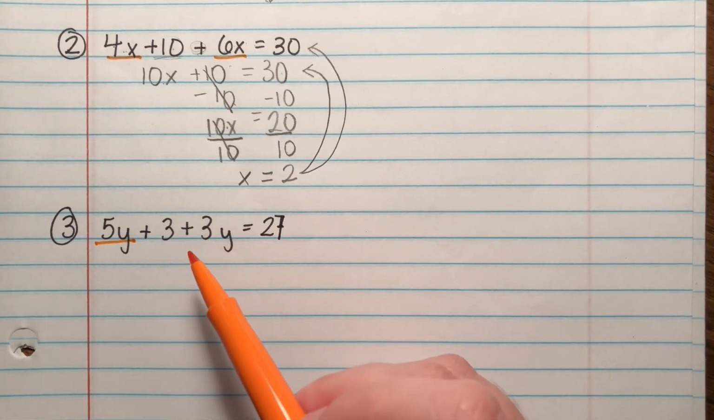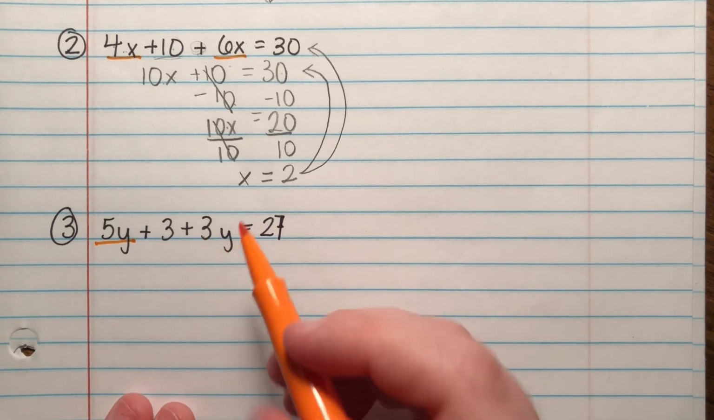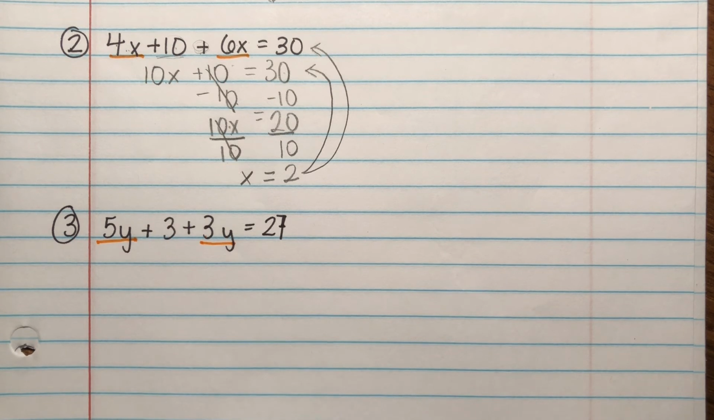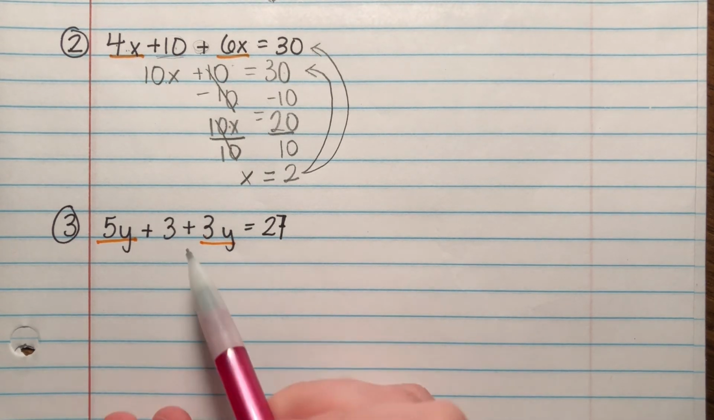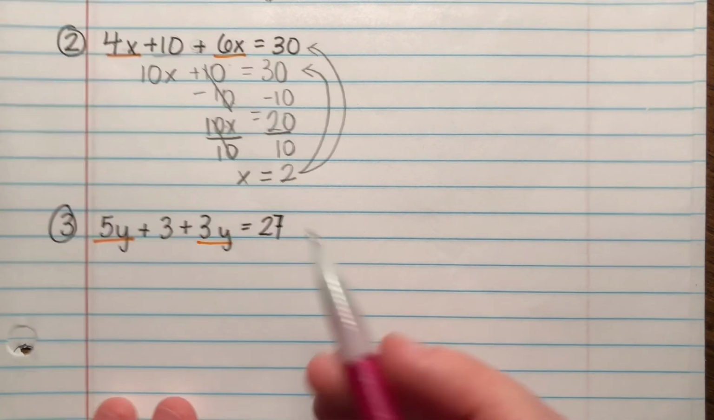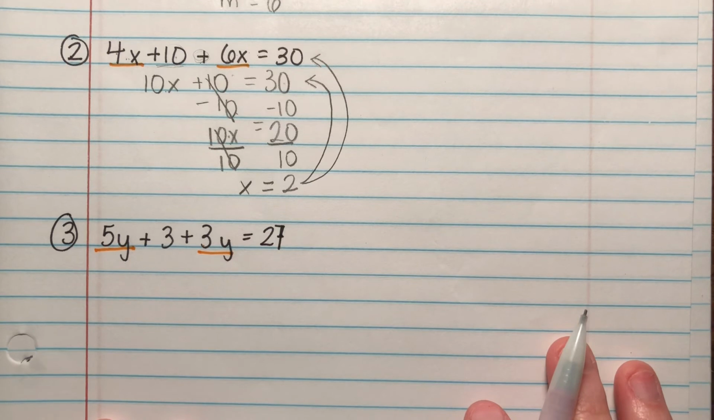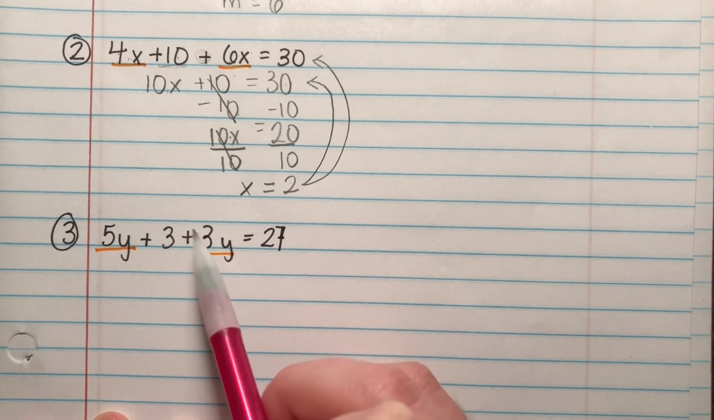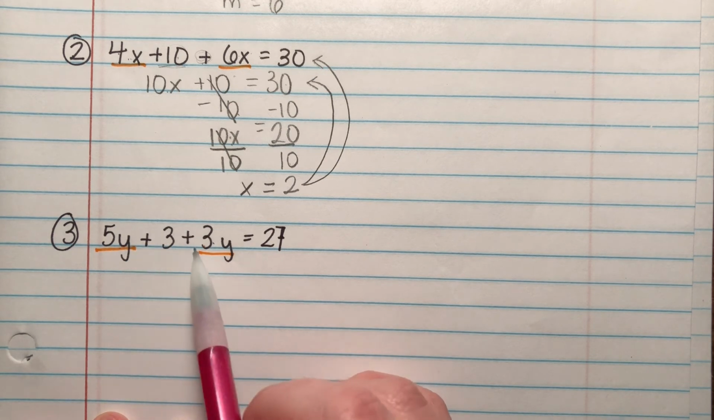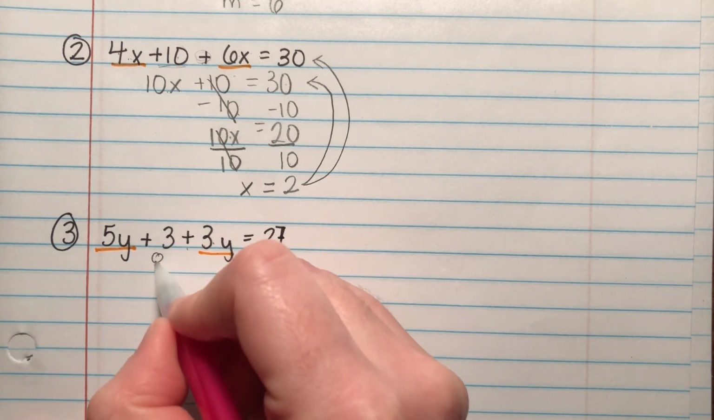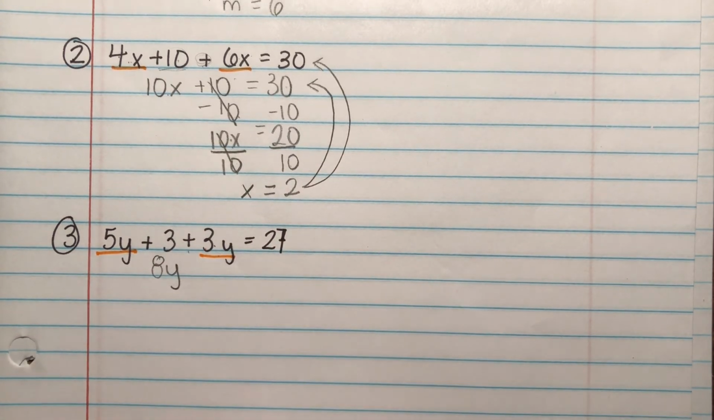Yes. I have this 3y here, right? They have the same variable, so they are like terms. Alright, and do I have anything over here to connect this 3 with? Not on this side, so I'll just leave that as it is. Alright, so I have 5y plus 3y. So 5y plus 3y, because it's positive here. What's 5y plus 3y? That's going to give me 8y.